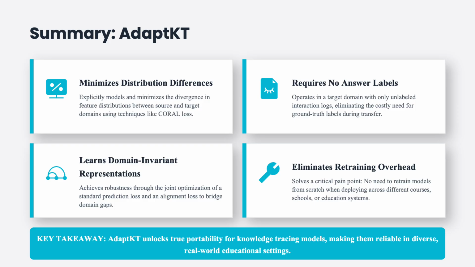Let's summarize. AdaptKT is all about making models portable. It doesn't assume data stays the same. It actively measures and corrects for differences. It works without needing new labeled data in the target environment, which is a huge advantage for real-world deployment. By learning representations that are useful across different domains, AdaptKT solves one of the biggest practical challenges in deploying educational AI. It's the technology that takes KT from the lab to the classroom.